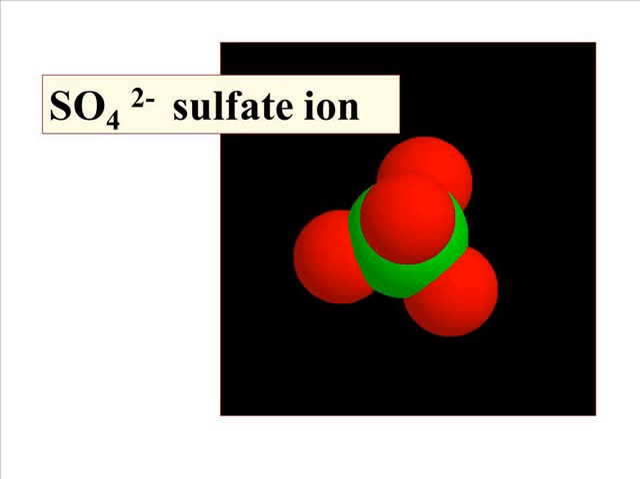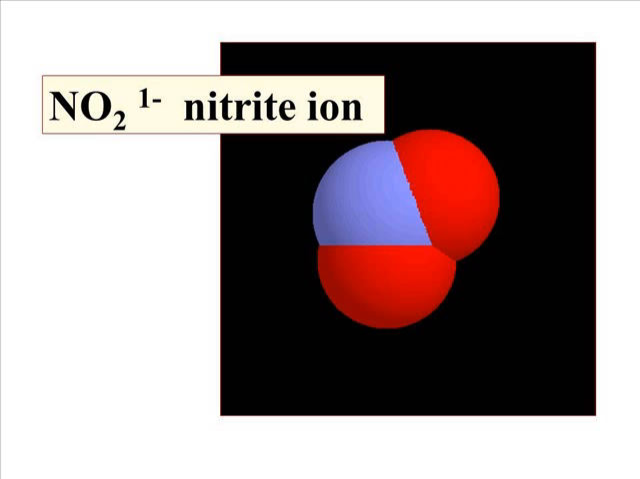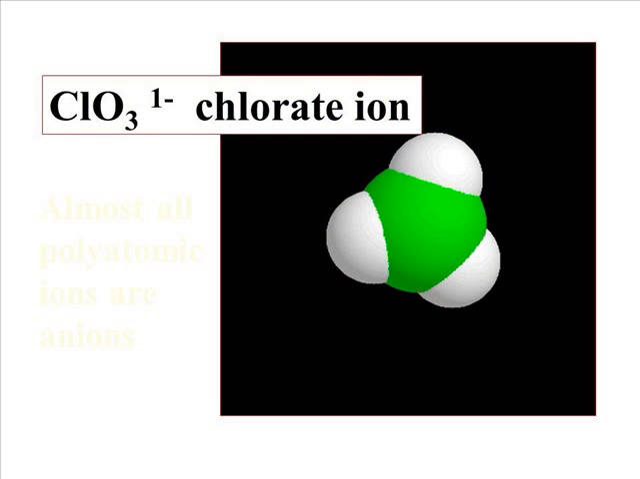The sulfate ion, SO4 2-, has a sulfur in the center, you can see the structure, and 4 oxygen atoms bonded to it. So the sulfate will travel as a unit, will not break apart. The nitrite ion and the chlorate ion. So just giving you an idea that these ions are units that travel together and carry that one net charge.